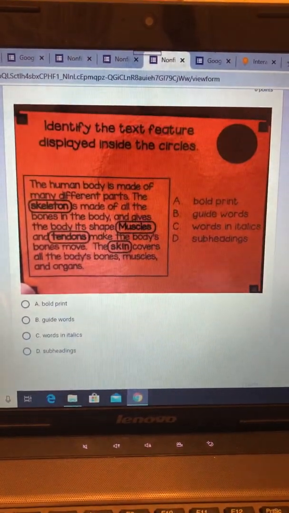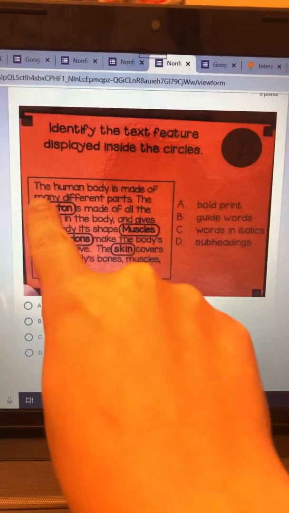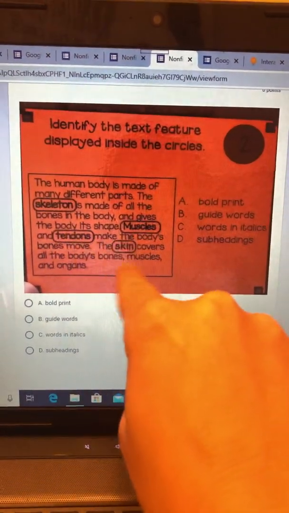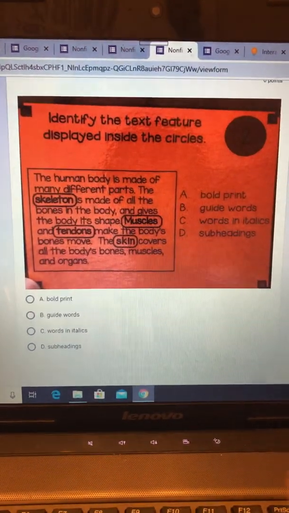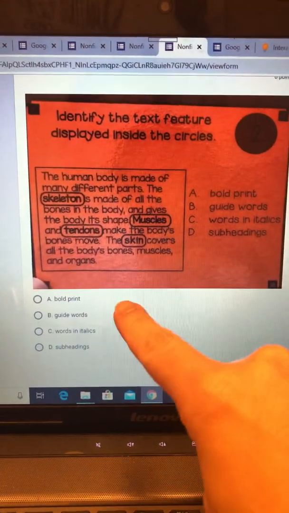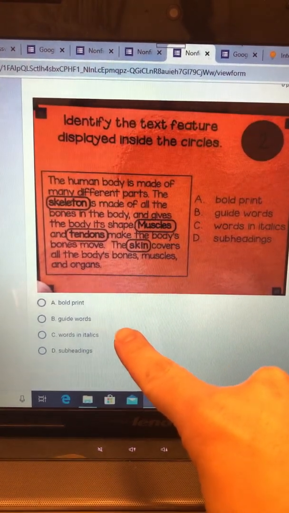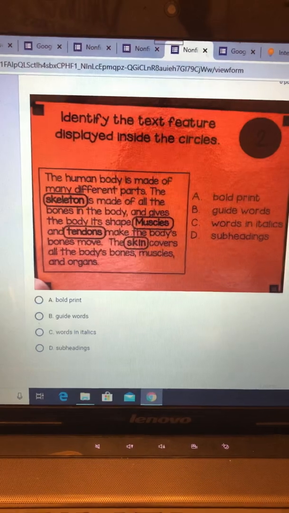All right, next. What text feature is this? So you see these certain words are circled. I can tell that those words are dark. So those dark words, is that bold print, guide words, words in italics, or subheadings?